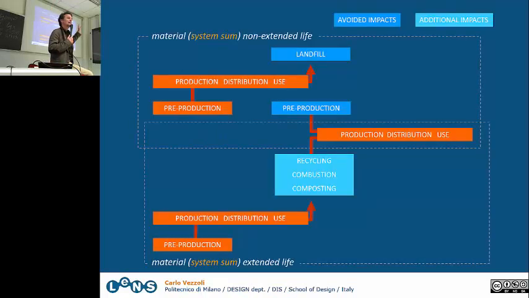And here was the scheme highlighting that below we have a product with an extended life, and up we have a product which is without an extended life. So we avoid the landfill processes, we avoid the pre-production of the material that is recycled or the energy that is recovered, but we may have some additional processes related to the fact that when I'm recycling something or recovering energy, anyhow I have to transport it to some processes and so on. So they are lighter impacts, but we have to measure and design this well.